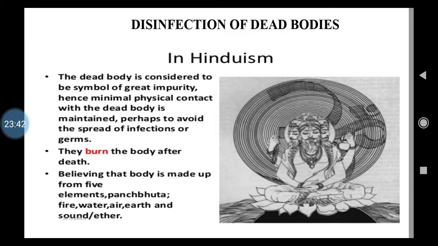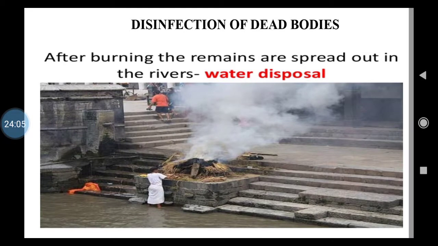the dead bodies are disposed of by burning the body in high current of heat provided by an electric furnace, where the body is subjected to high voltage current and gets reduced to ash within 30 minutes. After burning also, the remains are spread out in rivers. In our Hinduism, whatever the remains are there, which we call asthiyan, they are carried away to the sacred places, and there they are floated in the river. That is water disposal.